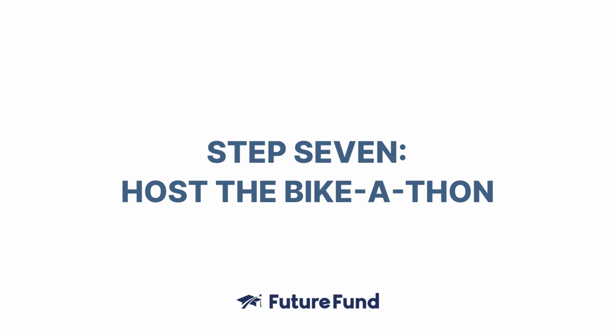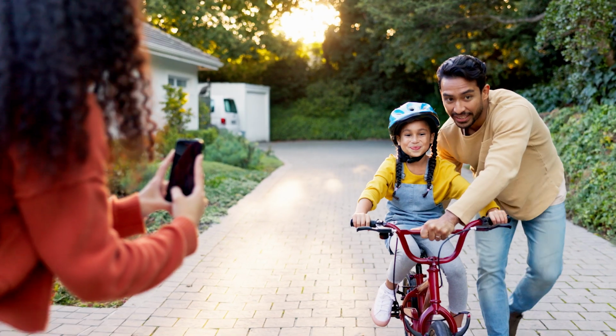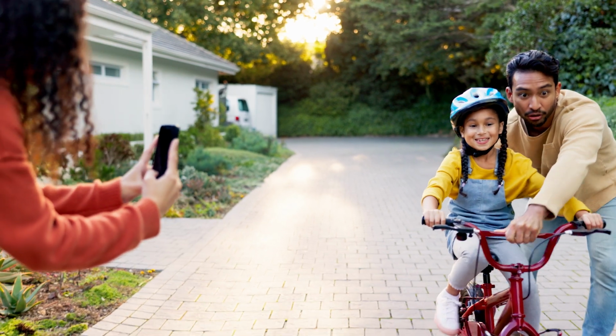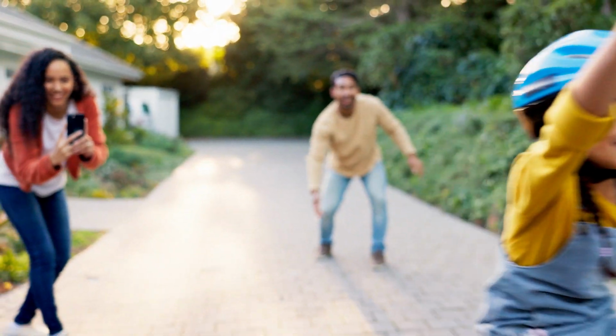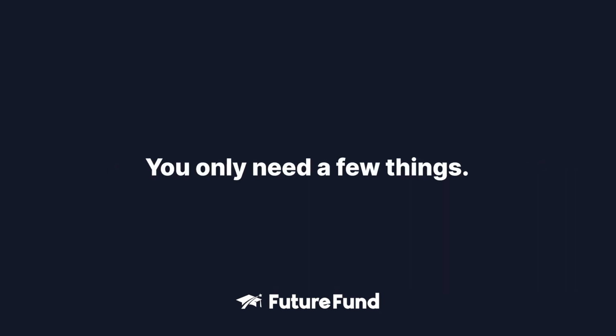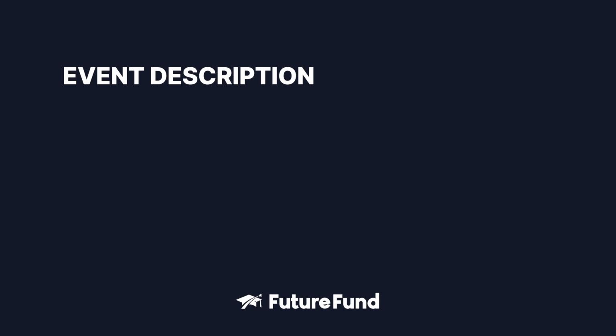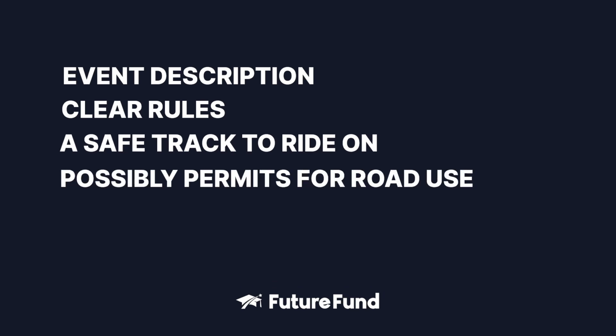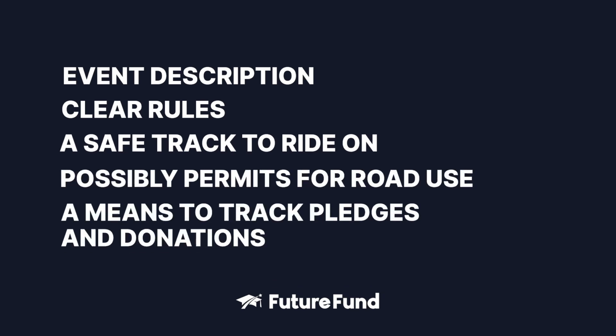Step 7. Host the bike-a-thon. Finally, the day of the event will arrive, and if you followed all of the steps we provided, you should have everything you need to make it a success. What do you need to run a bike-a-thon? To run a successful bike-a-thon, you need an event description so everyone knows what you're trying to achieve, some clear rules for everyone to follow, a safe track to ride on, possibly involving getting permits to ride out on the road, and a means to track and process pledges and donations.